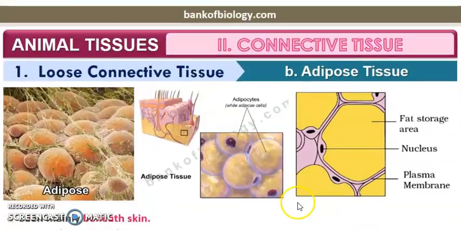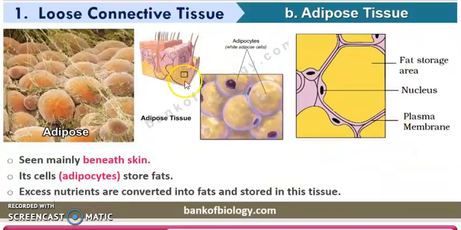I hope you are clear with this adipose, no children. I just showed the diagram, I did not speak about the diagram. So you can see the nucleus, plasma membrane, and you can see the fat store. It has a large place to store the fat.